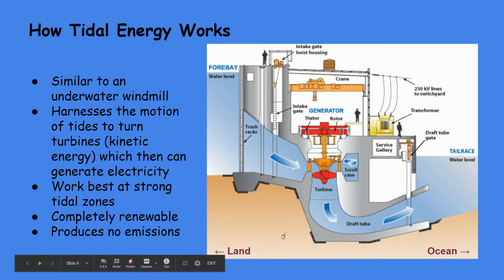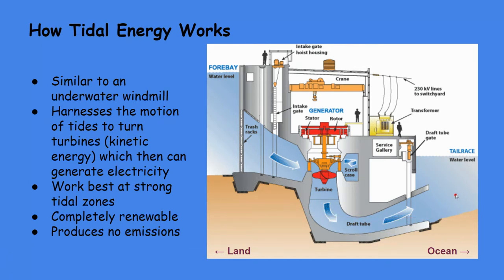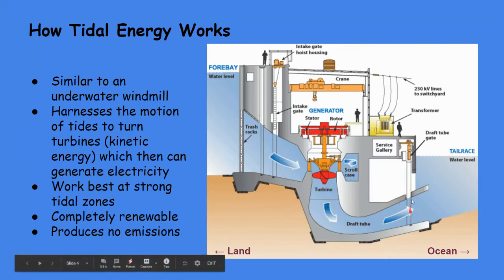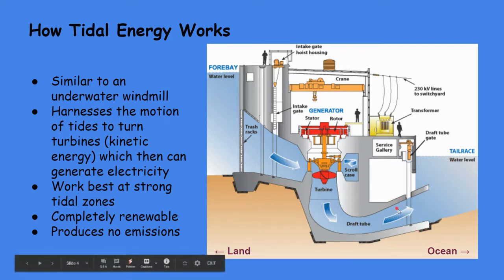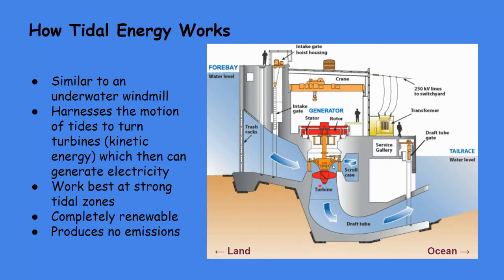If we're looking at this picture here, land is on the left, the ocean's on the right. During times of high tide, this section right here will be open to allow water to go to the left. And then that wall will be closed. And then in times of low tide, where the water level is lower, you can open up this gate, and the water can flow, due to gravity. And then here the turbine will spin, and the generator will be able to produce the electricity.